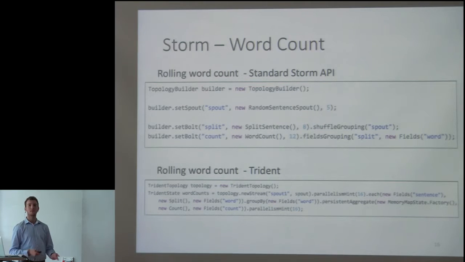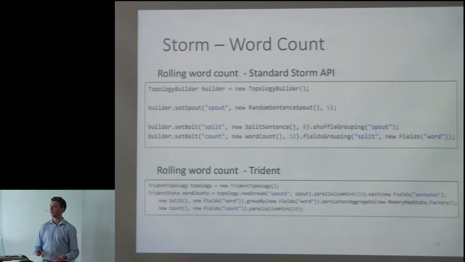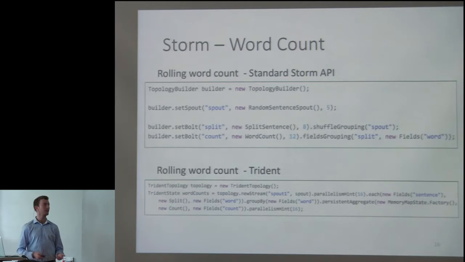Then we will create the other 2 bolts that will do the actual word count. We need a bolt for splitting the sentences that we will call split. The logic will be programmed in this split sentence instance. I left it out from the presentation, but it's quite lengthy. This one will have parallelism of 8 and is shuffle grouped to the source. That means we don't care how data will be routed from the source to the parallel instances of this splitter operator.